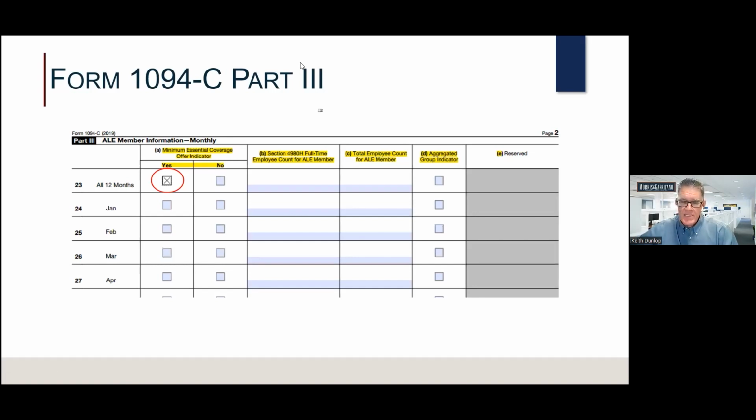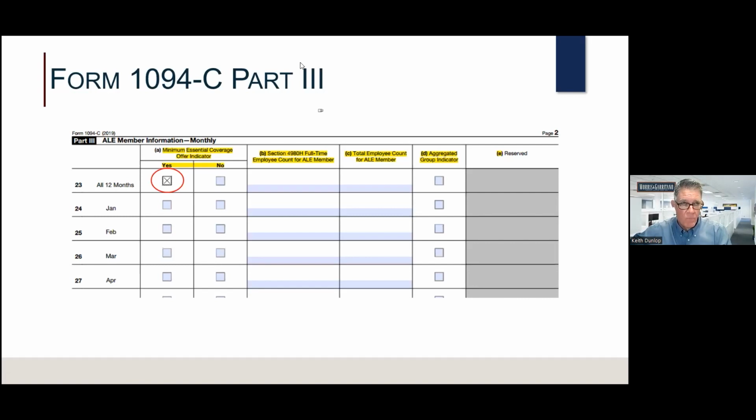So if you had less than 50, it goes to what is an applicable large employer, which we have a slide actually coming up on. But if you are not an applicable large employer in the tax year, you are not required to file forms 1095-C, 1094-C. It's only for applicable large employers.